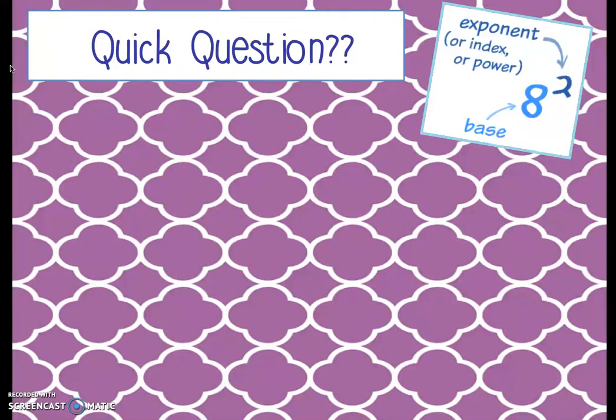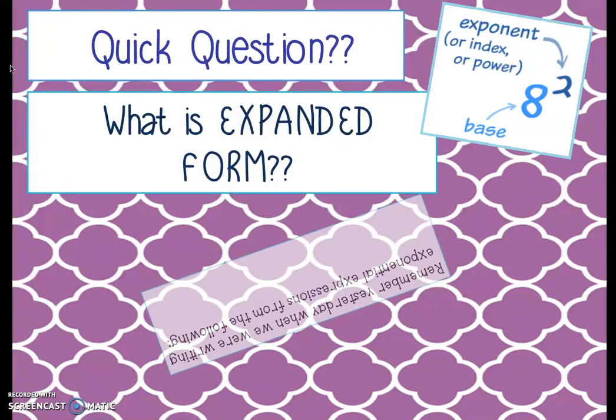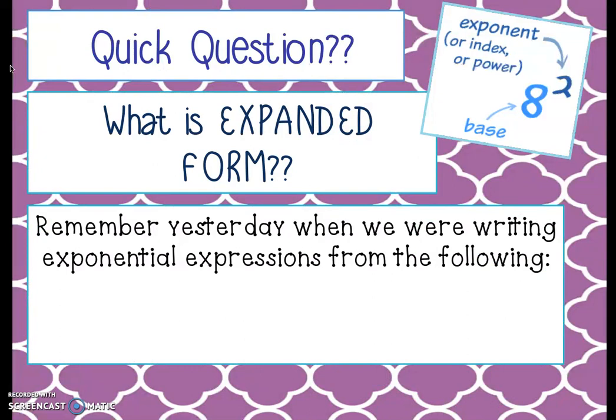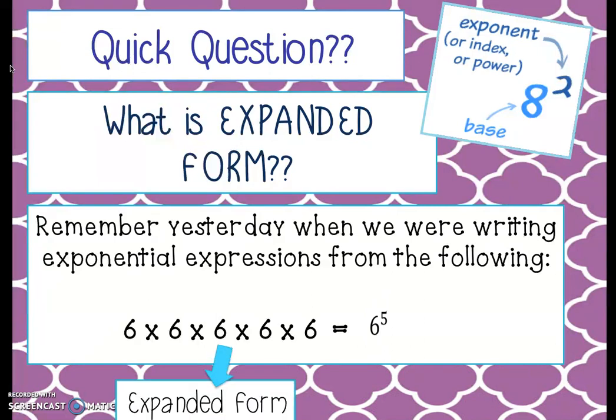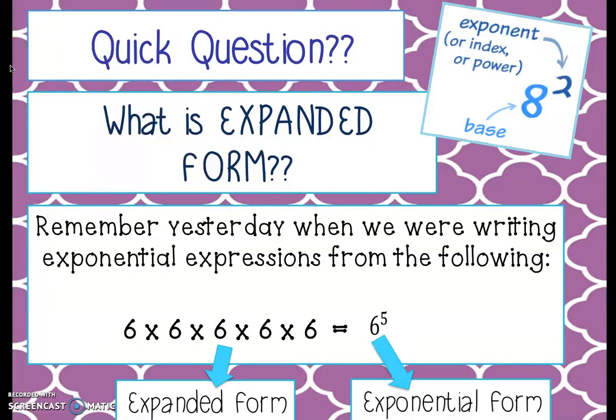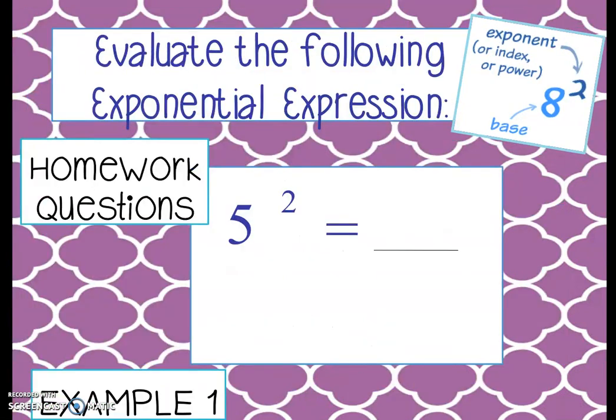So quick question, what is expanded form? Remember yesterday when we were writing exponential expressions, we took 6 times 6 times 6 times 6 times 6 and said that that was 6 to the 5th. So the expanded form, like we talked about, is where you write it all long ways out, write out the multiplication. The other one is called your exponential form because it actually contains the exponent. So today, you're going to go the opposite. You're going to go from exponential form, write them in expanded, and then just multiply them out.